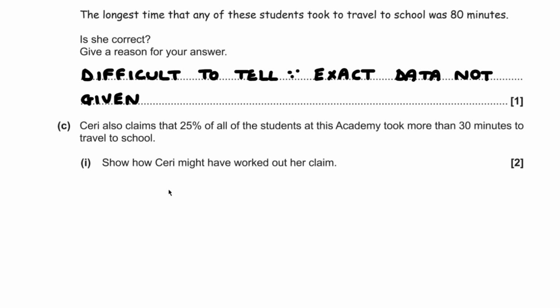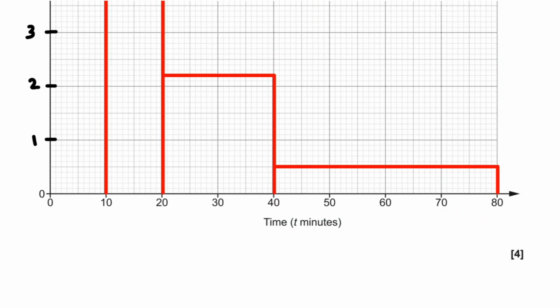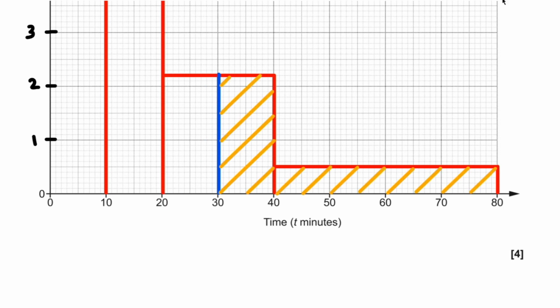Now, part C. Sarah also claims that 25% of all the students at this academy took more than 30 minutes to travel to school. Show how Sarah might have worked out her claim. So, more than 30 minutes. What we need to do here is draw a line down from 30 minutes, and we need to work out the areas of this rectangle and this rectangle. So that's this area here.